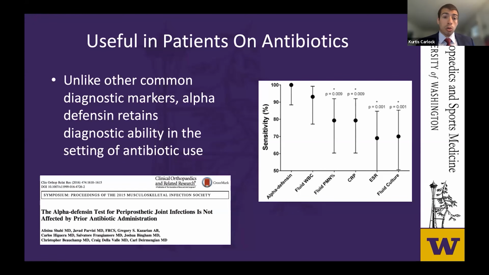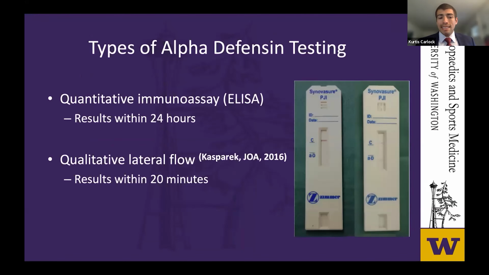As I had been mentioning earlier, the use of antibiotics often clouds our ability to interpret our test results in various serum and synovial markers, but alpha defensin is unique in that it does not have that shortcoming. Its diagnostic ability is retained in these patients. And then given the promising initial results that were seen with alpha defensin, it was initially developed as more of a standard laboratory test where a synovial sample is sent off to a lab. We wait 24 hours or so to get our results back.